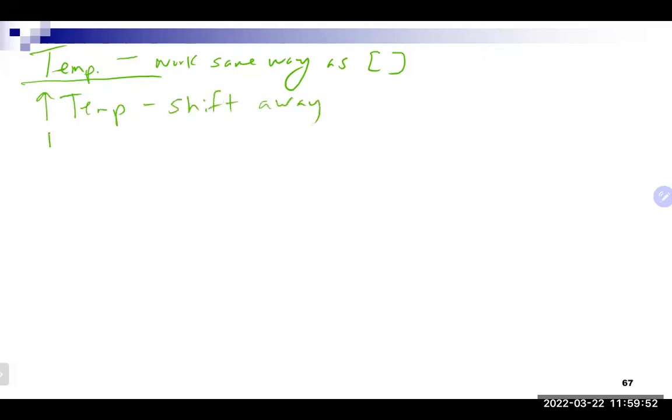And the good news about temperature is it works the same way as concentration. So changing the temperature basically works the same way as concentration. What that means is if you increase the temperature, it will shift away. And if you decrease the temperature, it will shift towards it. So the idea here is we think of temperature as either a reactant or product.